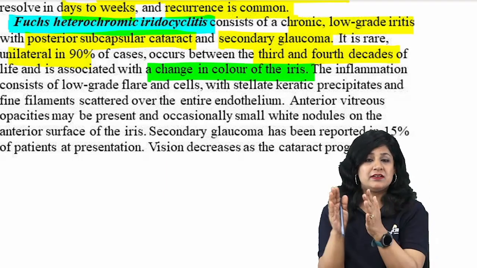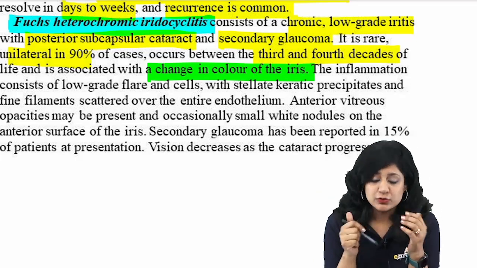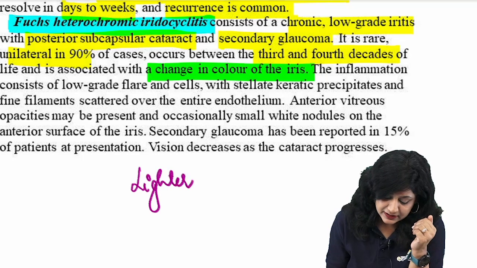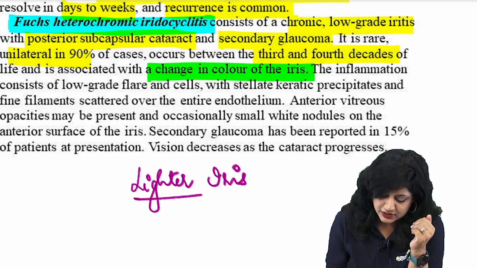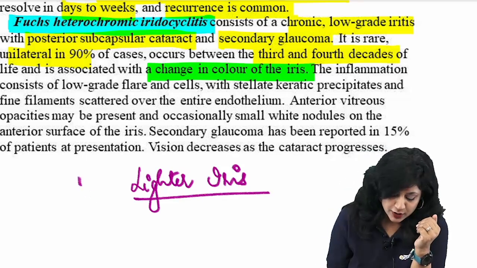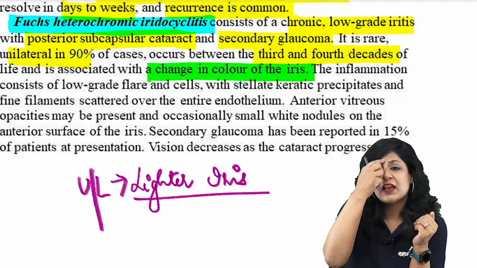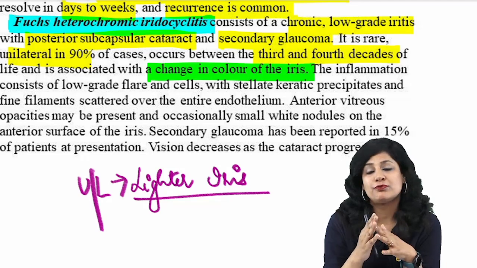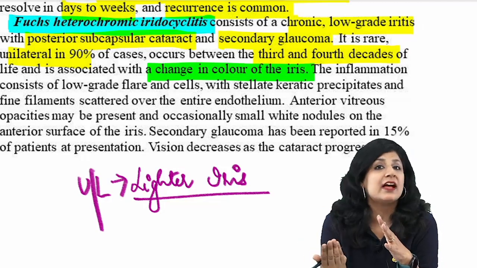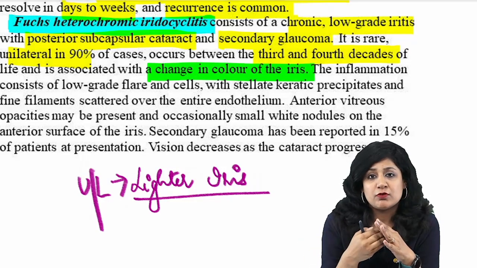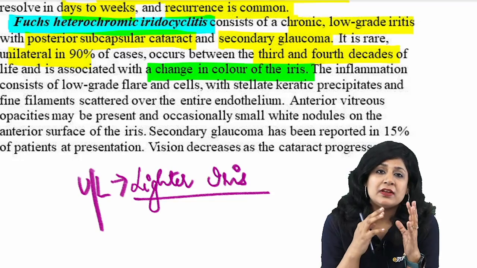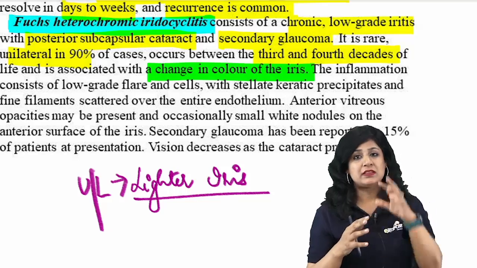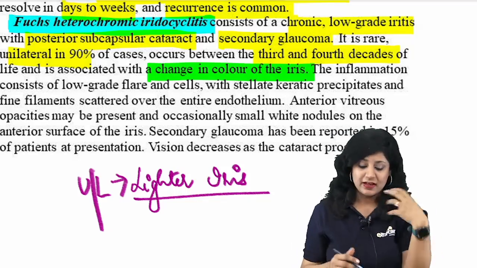Heterochromia means different color of the iris, and out of this different color, you have to remember that it is the lighter color iris. The affected side, because it is unilateral, shows the lighter color iris. Many times you have heterochromia where the involved iris is darker colored, which could be due to the involvement of prostaglandins. But in Fuchs heterochromic iridocyclitis, the involved side will have the lighter color iris.